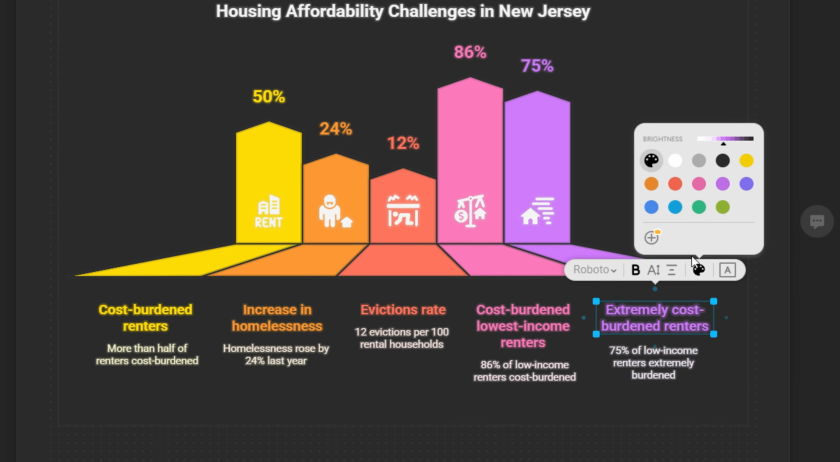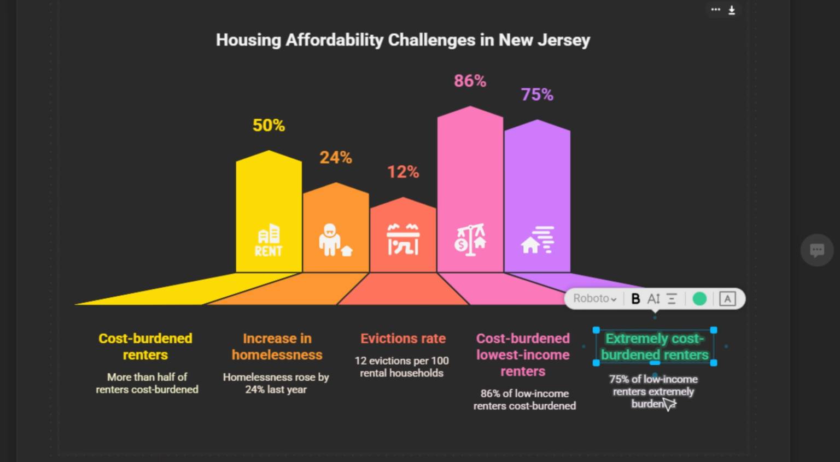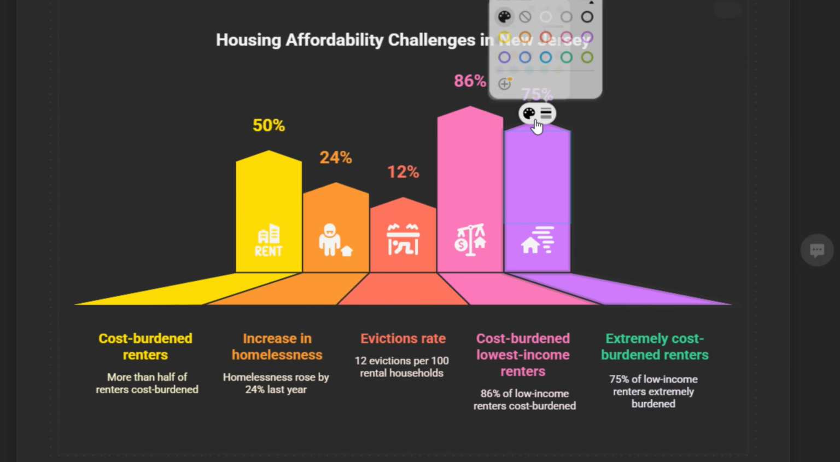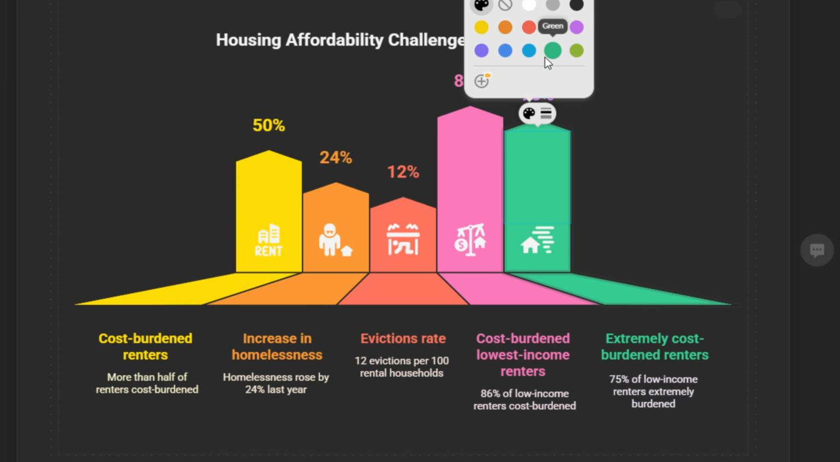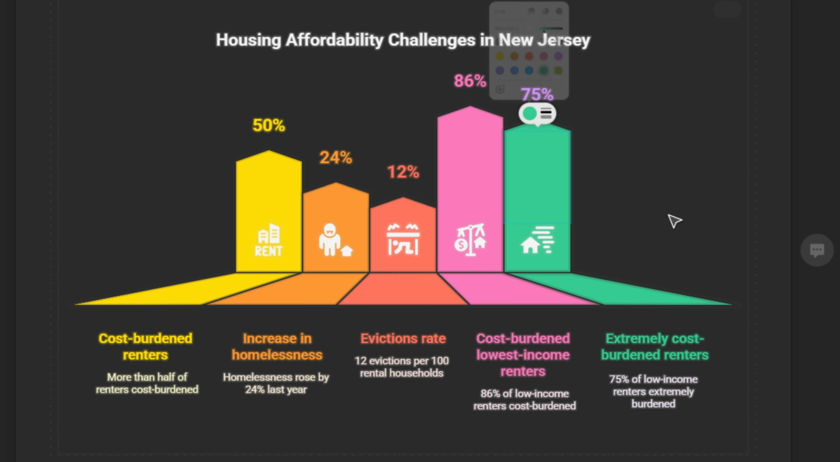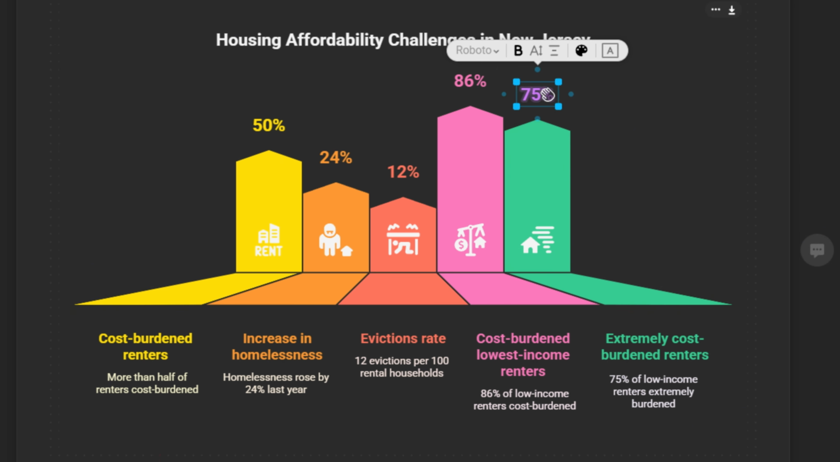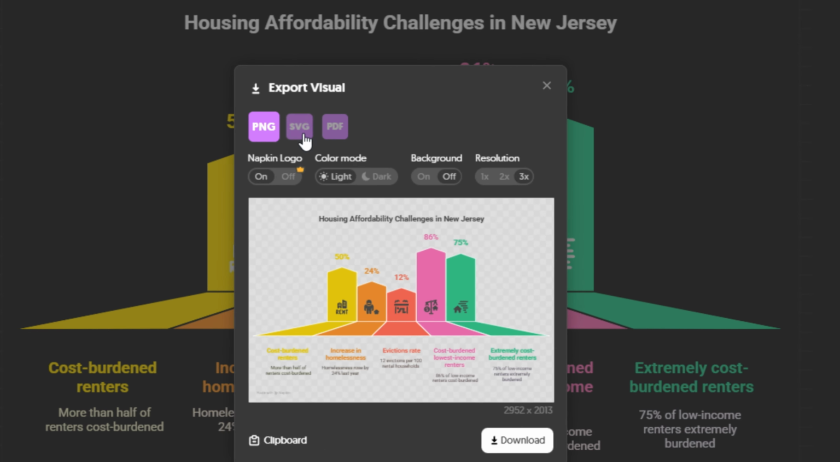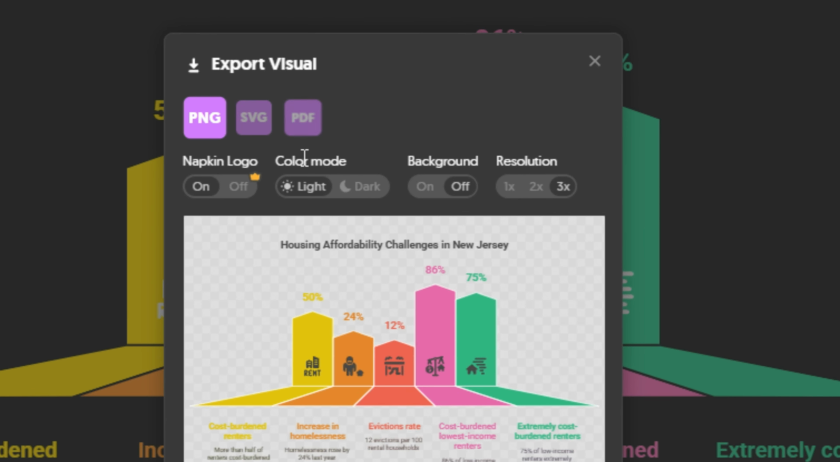So you can see here, I can change the color. I can do anything I want here, and I can make sure each one of these things is correct. So we want this to be blue or green, just like this. Same thing here. We want this to be green, fully customizable. And then you can export it, and you can change the aspect ratio. You can change the style, and you can export it as either a PNG, an SVG, or a PDF.